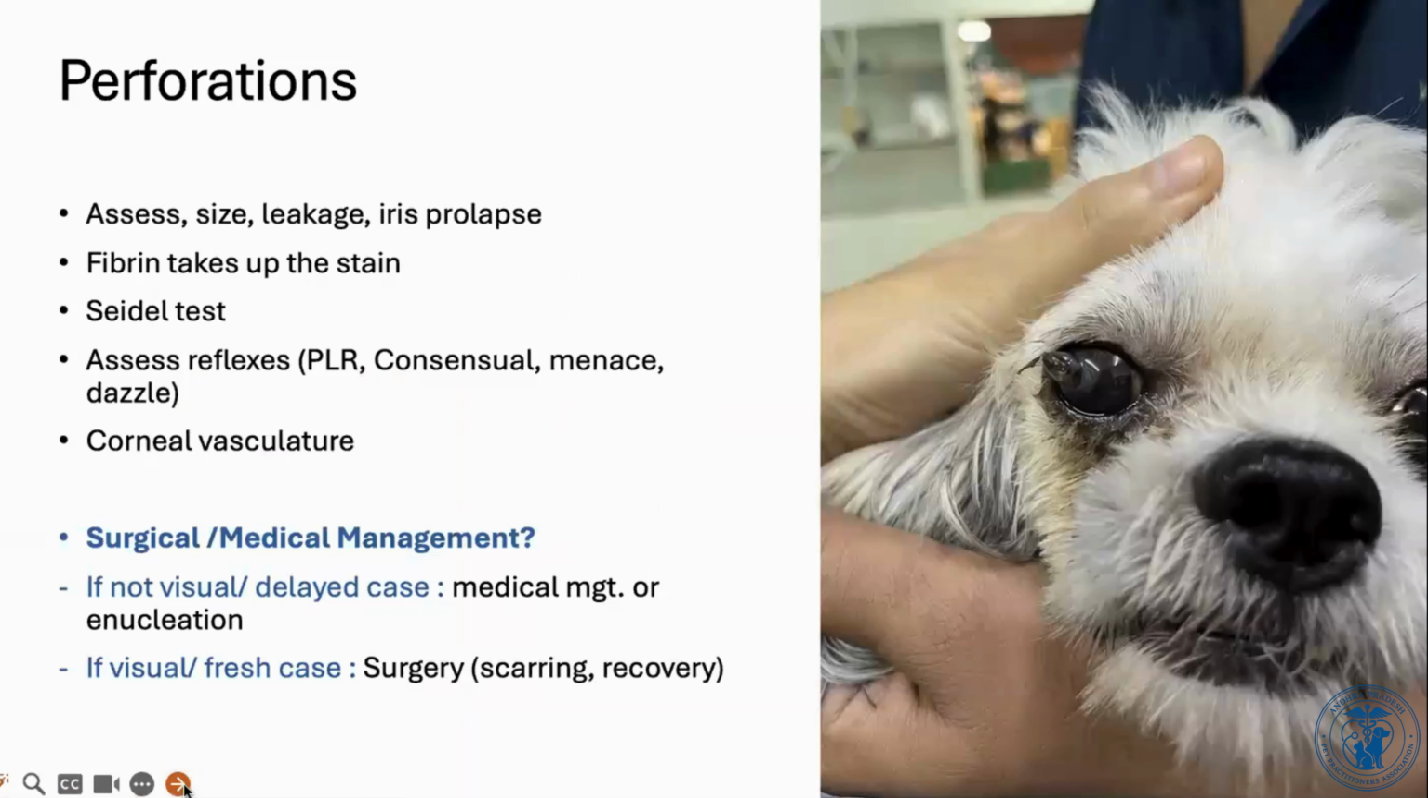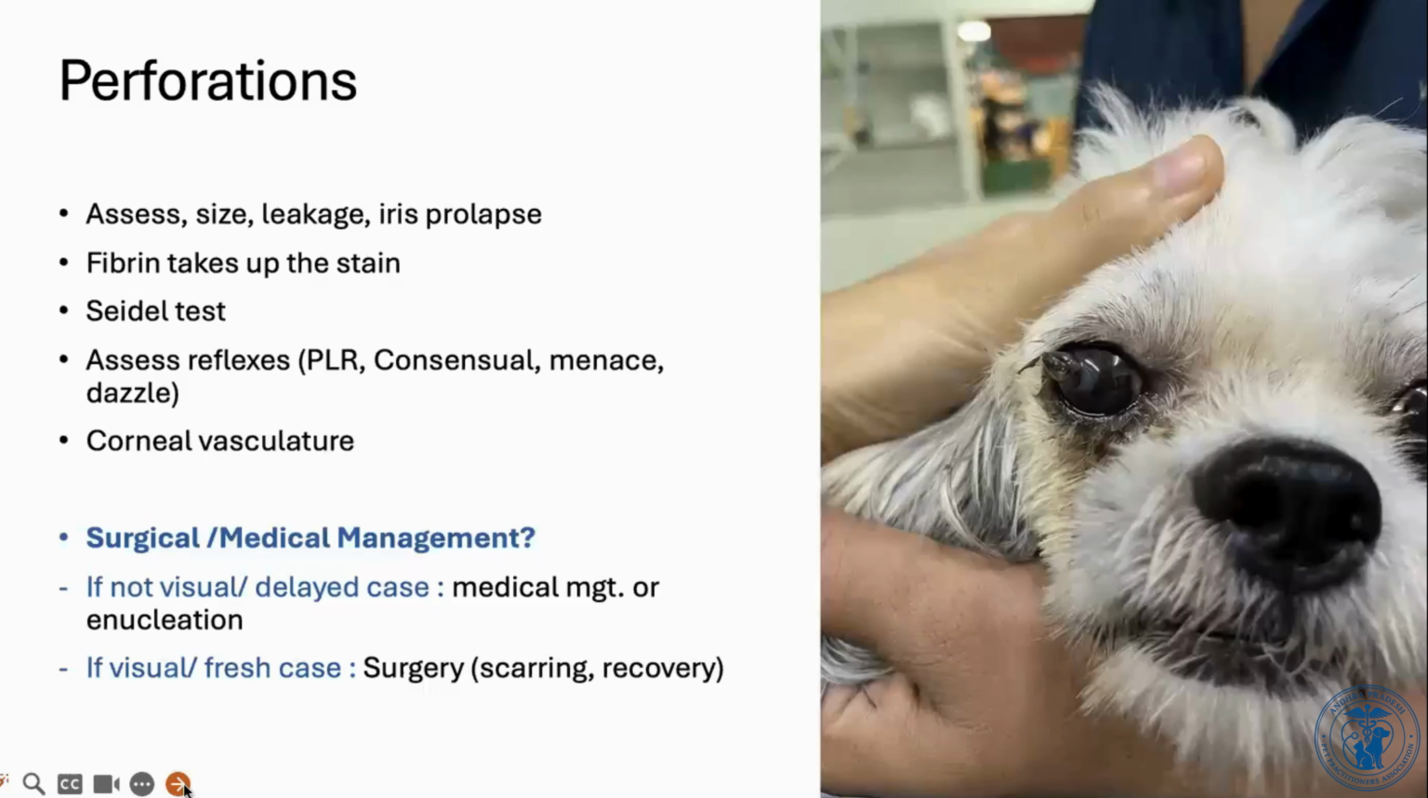So next, if an ulcer is not managed properly, it will end up perforating. Sometimes even at the presentation itself, we have perforations where all the corneal layers are gone, and there will be protrusion of the iris outside, or there will be leakage of aqueous humor. So whenever we are getting perforations, please assess the size, whether it is leaking aqueous humor, whether your anterior chamber is formed or not, and whether there is iris prolapse or not.